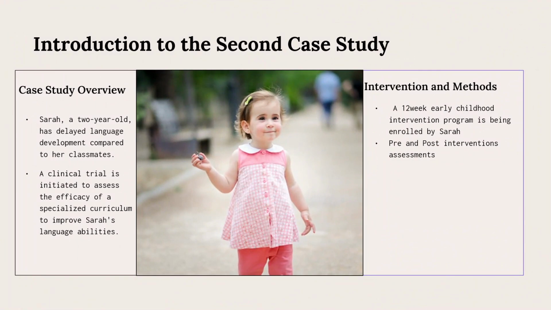In my second case, I'll be talking about Sarah, a 2-year-old girl. Ever wonder how little brains unlock the magic of language? Today we'll meet Sarah, a bright 2-year-old on a special mission, supercharging her words. Sarah, a whiz at playing but talking felt tricky. Compared to her friends, words didn't quite flow. That's why she embarked on a 12-week adventure, a 12-week intervention program.